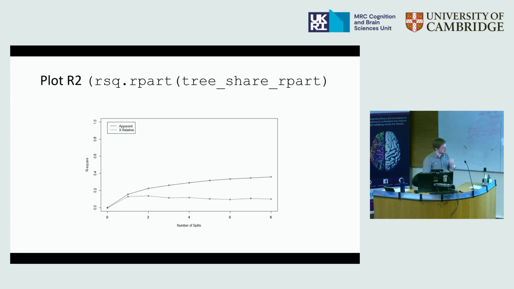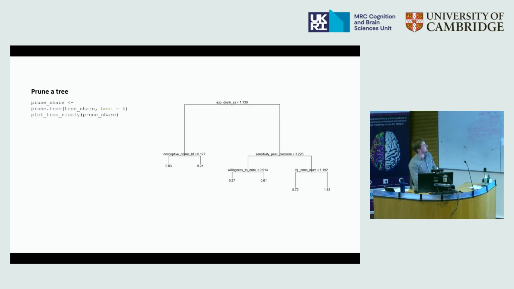And then you would re-estimate your tree and specify the number of cuts, or the number of splits, or here we specify the number of leaves that we have. So we say, okay, we want to have 6 leaves, and then you have 6 different endpoints.